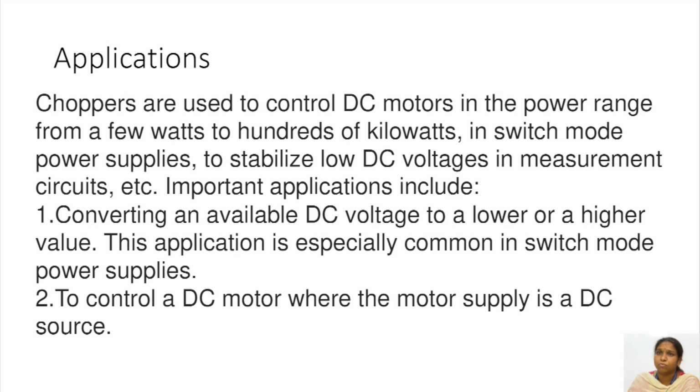So, the application of chopper is to control DC motors in the power range from a few watts to hundreds of kilowatts, and in switch mode power supplies to stabilize the low DC voltages in measurement circuits, etc. An important application includes converting an available DC voltage to a lower or a higher value. This application is especially common in switch mode power supplies. And the second application can be controlling of DC motor, where the motor supply is a DC source. Thank you all.